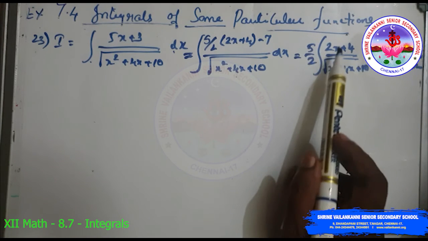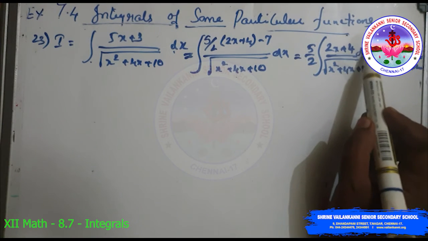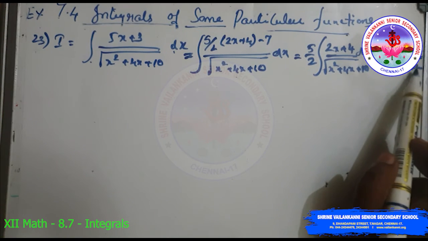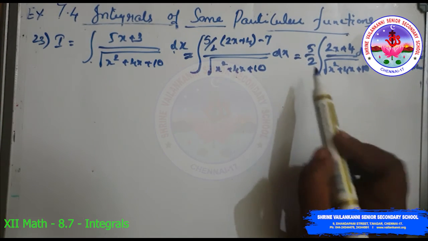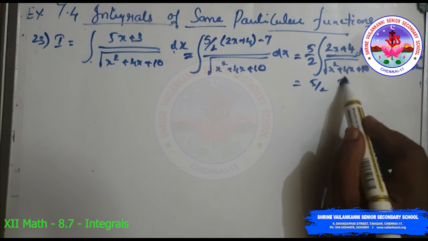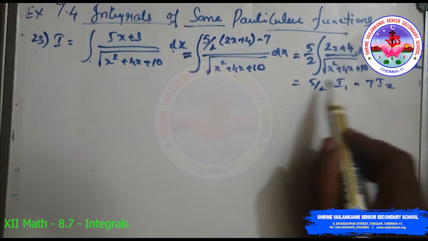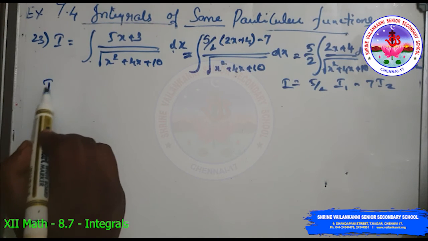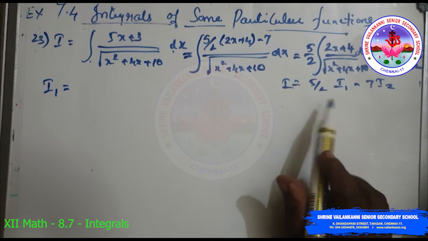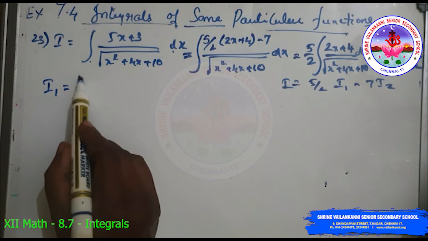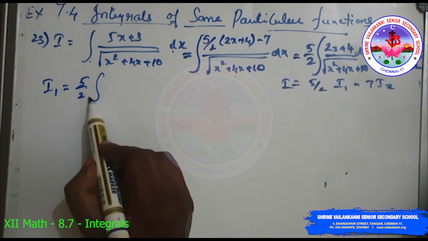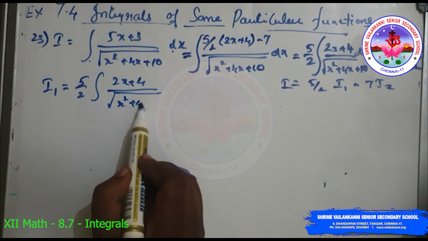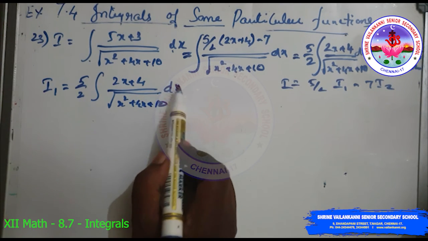So which is equal to 5 by 2 integral of (2x plus 4) dx by root of x square plus 4x plus 10, minus 7 into integral of dx by root of x square plus 4x plus 10. So I am taking this as 5 by 2 I1 minus 7 I2. So I equal to 5 by 2 I1 minus 7 I2. So let's see the integral of I1. So I1 is 5 by 2 integral of (2x plus 4) by root of x square plus 4x plus 10 into dx.